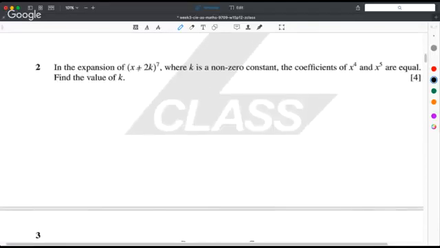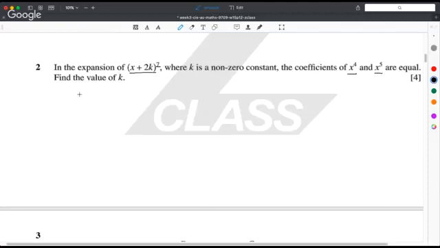Okay, so this one's about the binomial expansion. So you've got some bracket raised to an integer power, and the full expansion is going to have 8 terms, and it's going to have coefficients that are like these factorial functions, which are all given in the formula booklet. So you don't want to really write out all 8 terms. You're told that the coefficients of x to the 4th and x to the 5th are equal.